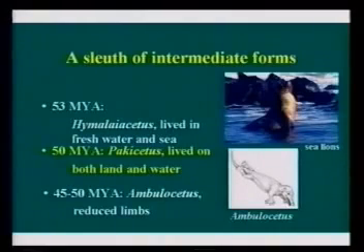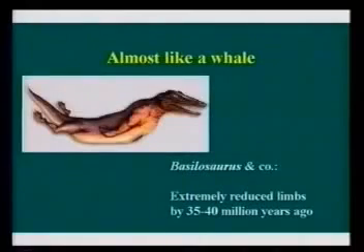A little later on, 35 to 40 million years ago, we have this fellow, Basilosaurus, and a variety of other species of which we have found the fossils. And this thing really has extremely reduced limbs, and it really had a completely marine habit. We know that because it's found only in sediments that accumulate under marine conditions, not under freshwater.